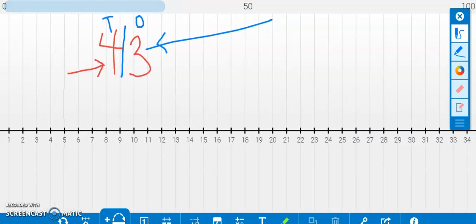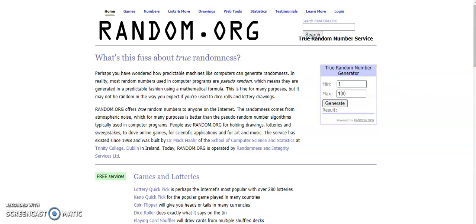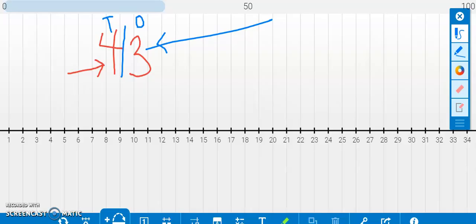Now let's go ahead and find another number. Now, I'm going to use this site called random.org, and here it has a true random number generator. So it's completely random. It's going to pick a number for me. So I put in the minimum, so where we're going to start is 1. The maximum is 100 because that's how far our number line goes. And then we're going to go ahead and pick a number. All right, 85. That's a good number.